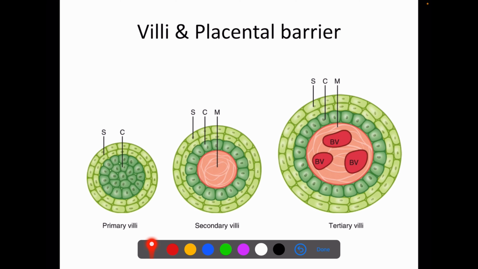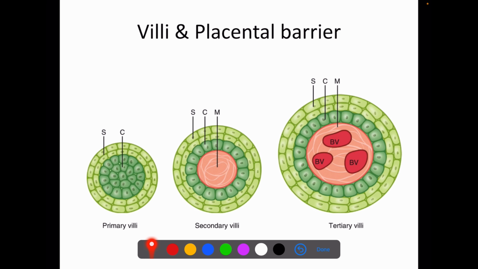Now here you can study the concept of the placental barrier as well. See, in between these villi there is the intervillous space. The maternal blood is in the intervillous space and fetal blood is in the fetal blood vessels. So the placental barrier is formed from inside outwards by the cells of the fetal blood vessel, its basement membrane, then mesoderm, then cytotrophoblast and syncytiotrophoblast.